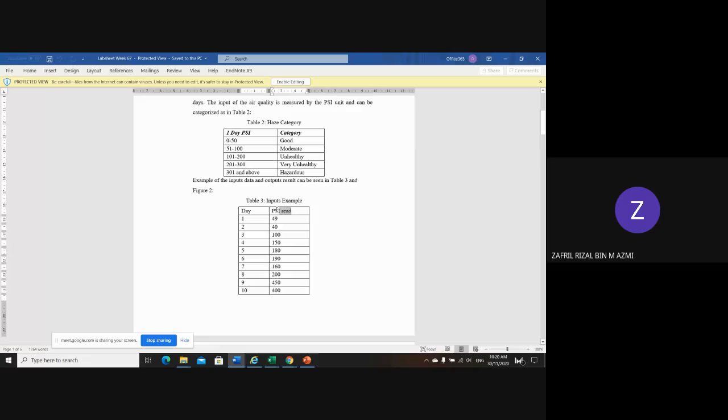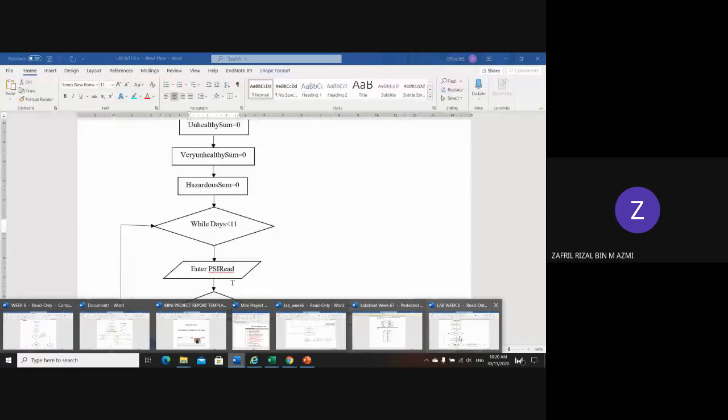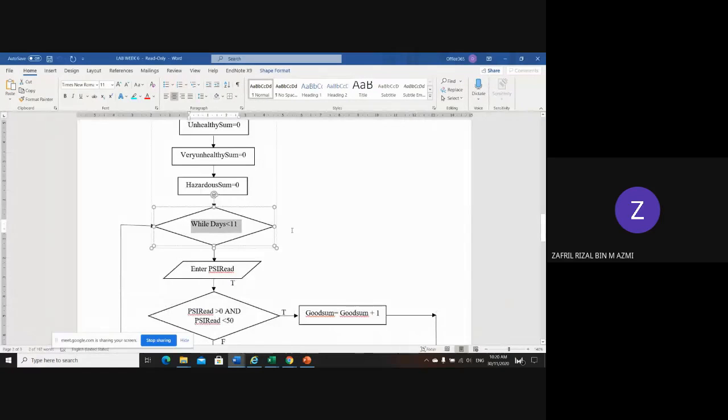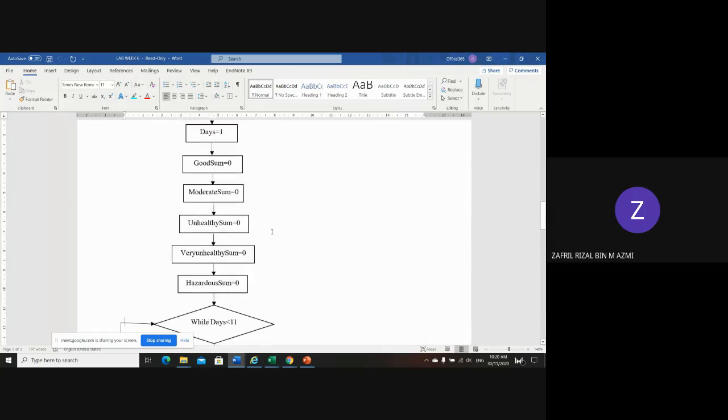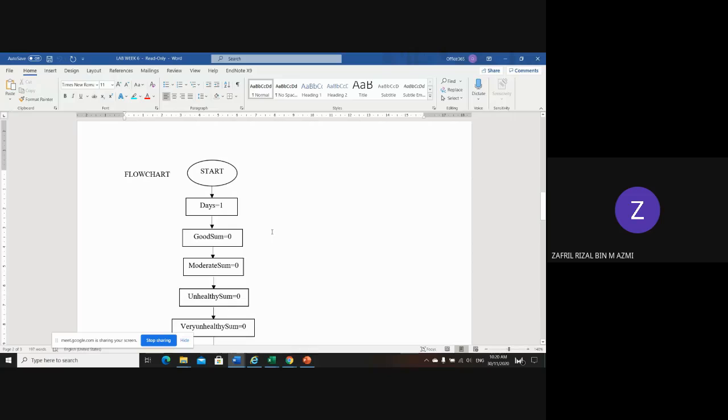So this is the input, right? In the first loop the user will enter 49. In the second loop the user will enter 40. Right? So the input is repeated 10 times. Okay, so is that clear about the looping? In looping, there are three elements again. Three elements are needed for looping to work.